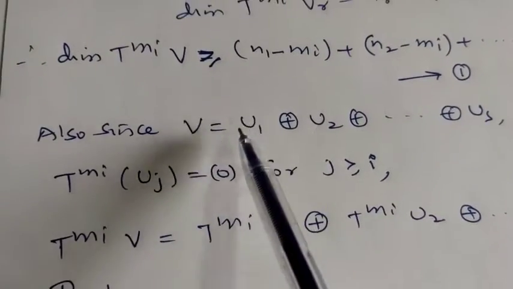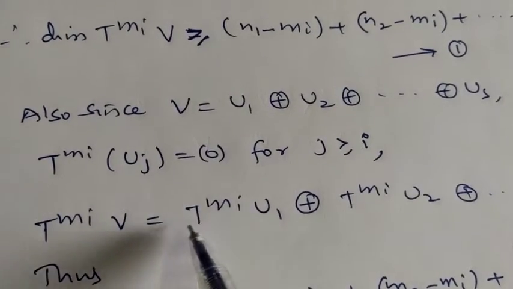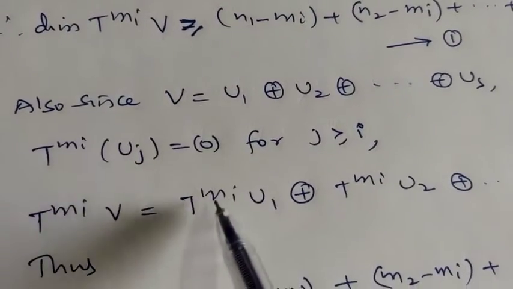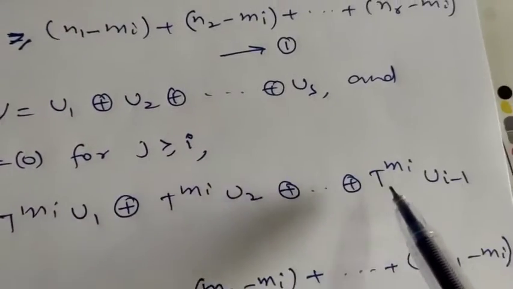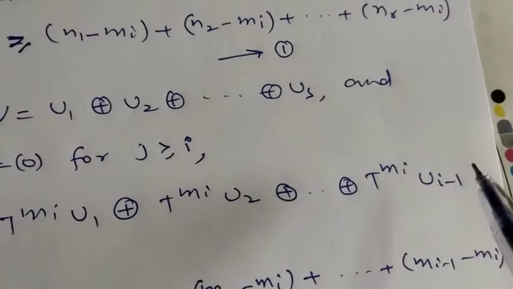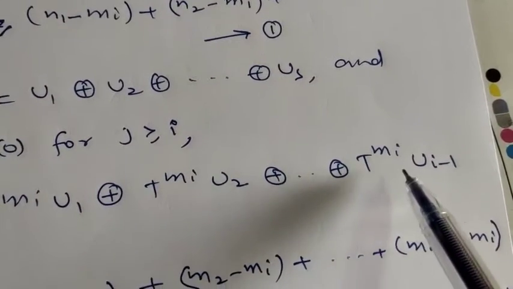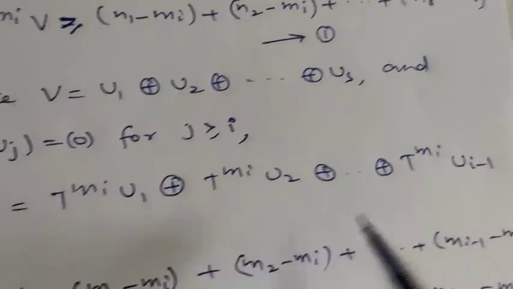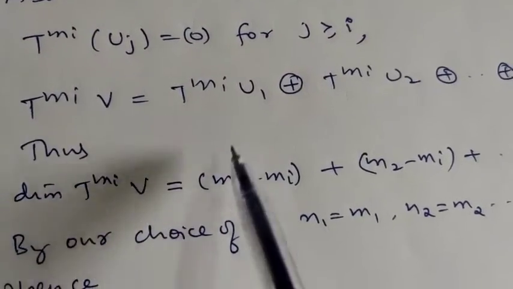Therefore, what about the dimension of Tmi of v? The dimension of Tmi of v becomes Tmi of u1, Tmi of u2, etc. Tmi of ui is 0, ui plus 1 is also 0, up to ui minus 1, which exists, Tmi of ui minus 1. This implies the dimension of Tmi of v is equal to, what is this?